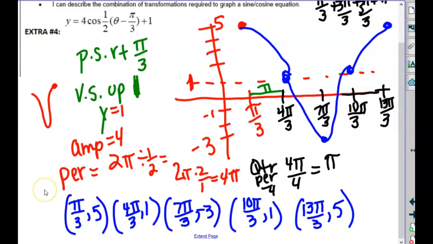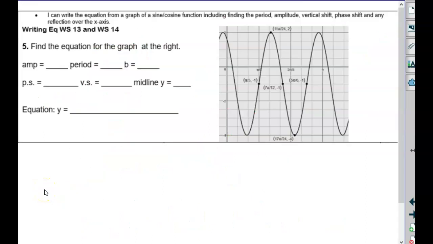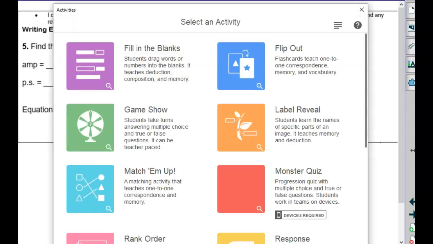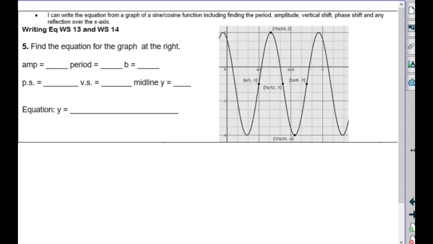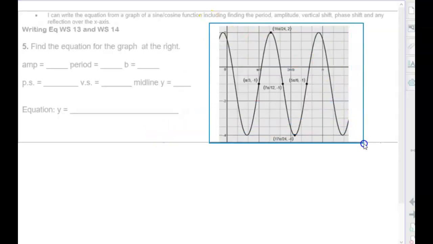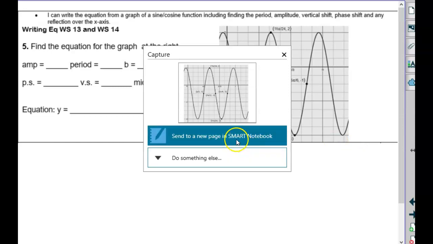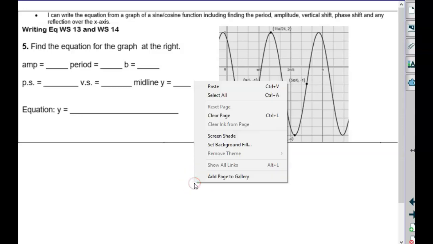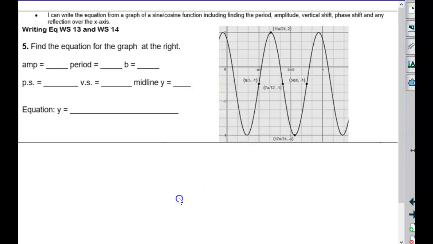In that same section is a question where you're given the graph. And it's labeled with ordered pairs, and it's quite likely not nice. Let's see if I can make this bigger. All right, you have it in front of you. Did I not say?